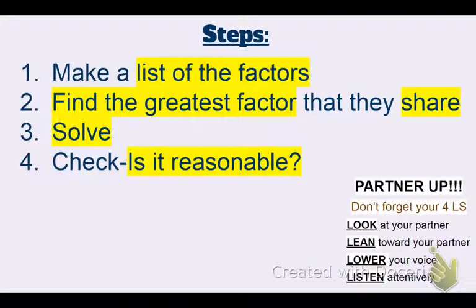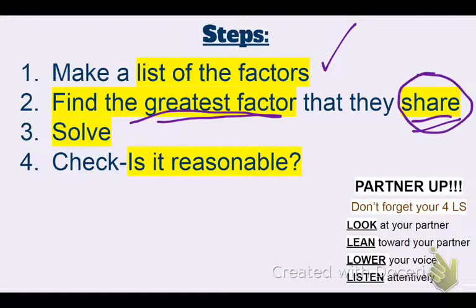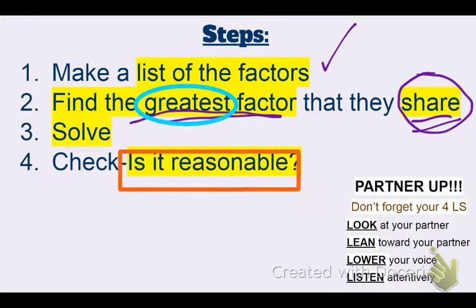All right, what are the steps? Well, number 1, the first thing you're going to do is make a list of the factors. Then find the greatest factor that they share. So, for instance, when we looked at 10 and 12 in the last slide, they shared some factors. You got to find the ones they share and really try to locate the greatest one they share. Finally, we will see if it's reasonable. Did we solve it correctly? Did we find the greatest one they share?